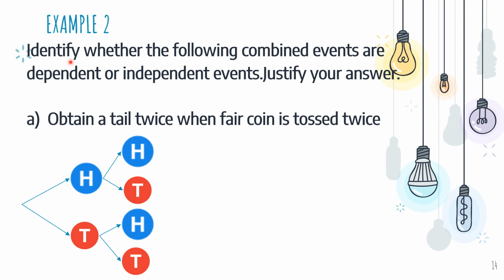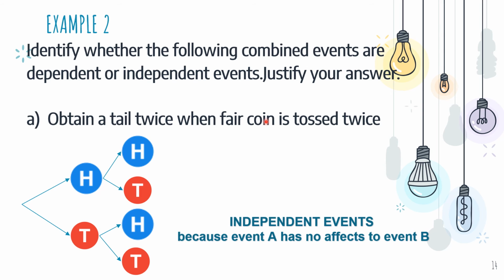So what is the relationship between them? The first try, H and T, and the second toss is H and T. Okay, so it is an independent event because event A has no effect on event B.